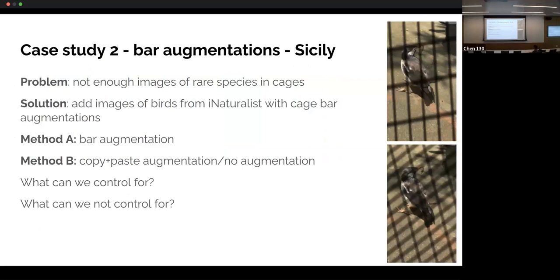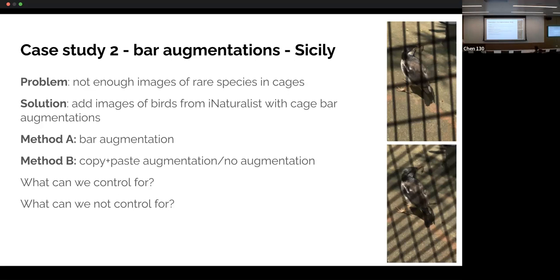And then a second use case. Cicely, I hope it's okay, we brought your bar augmentations problem. Do you want to present your problem for us, or do you want me to do it? No, I can. Basically, there are some species that are quite rare in the market.